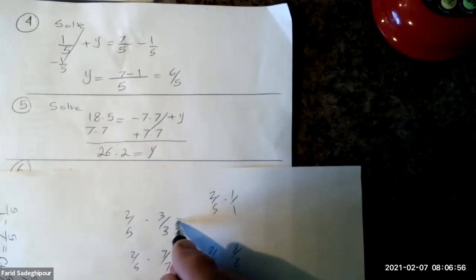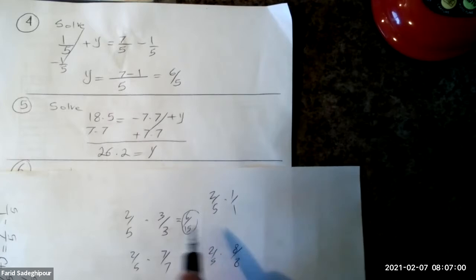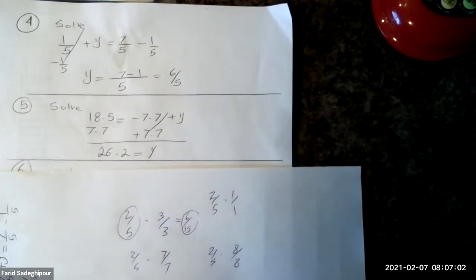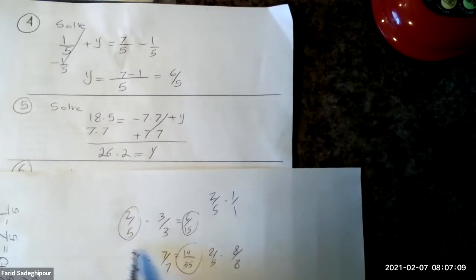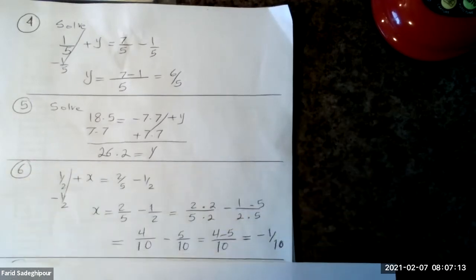The value doesn't change. The appearance of the fraction changed, because now you have what? You have 6 over 15. But you need to understand that 6 over 15 is equal to 2 over 5. Or here, 14 over 35 is equal to 2 over 5. It's just when you simplify it, that's what you get. So that's what we did here.